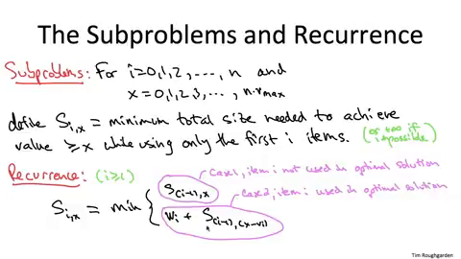So one quick edge case in this second case: if V sub I is actually bigger than X and we have a negative index here, we just interpret this quantity as 0. That's because item I alone meets the value target of X.